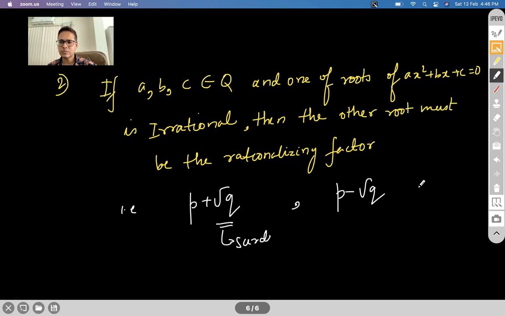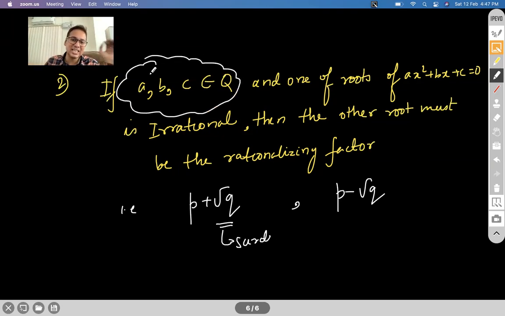Are you getting my point? Now, why does this happen? Because again, you want the sum to be rational, because the sum will be minus B by A, and B and A are all rational numbers. So the sum will be rational, and the product will be rational. If the sum and product both are rational, it can only happen when the two roots are rationalizing factors of each other, because on adding, the surd will get cancelled, and on multiplying, the surd will get squared up. Are you getting my point? Okay. So very, very important. So if you realize that your coefficients are all rational, and one of the roots is, let's say, 2 minus root 3, the other will become 2 plus root 3 by default. Is this fine?